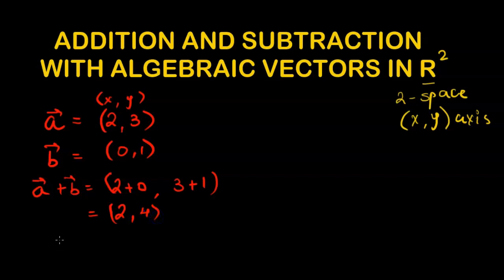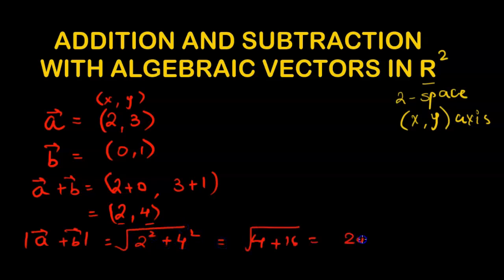Now if we are asked to find the magnitude of this vector, the sum of A and B, we take these two coordinates, square them, and then square root their sum, and we get square root 20. So this is the magnitude. Because we don't know the units, we'll just put square root 20 units.